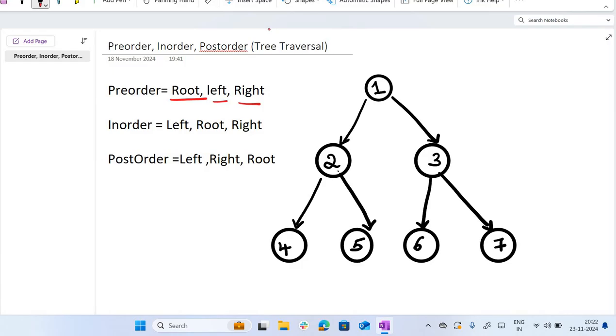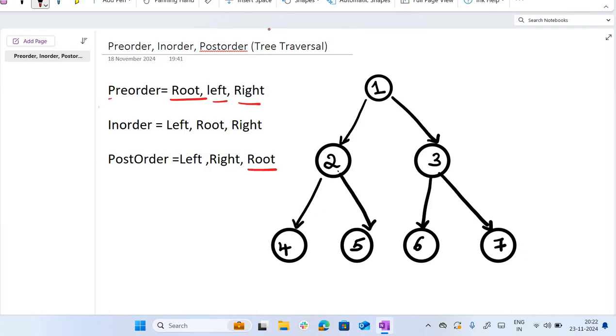Again, when it comes to the left part, 2 is the root element, 4 is the left element, and 5 is the right element. The same thing applies for the right part as well. So we have to follow this order to find the pre-order, that is root, left and right. In-order is nothing but left, root and right. So root comes in the middle, with left and then right. Post-order is first the left, then the right, and the root comes at the last.